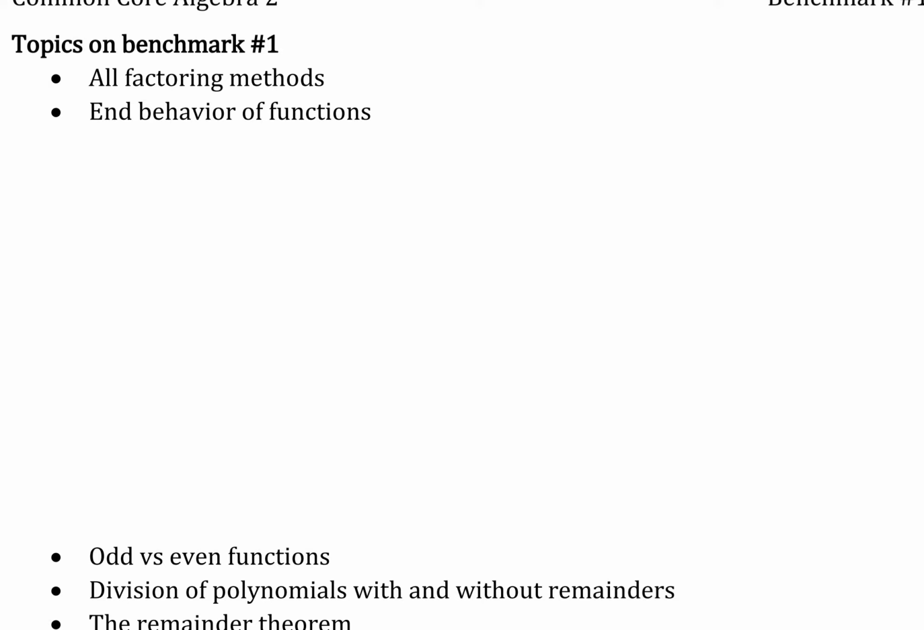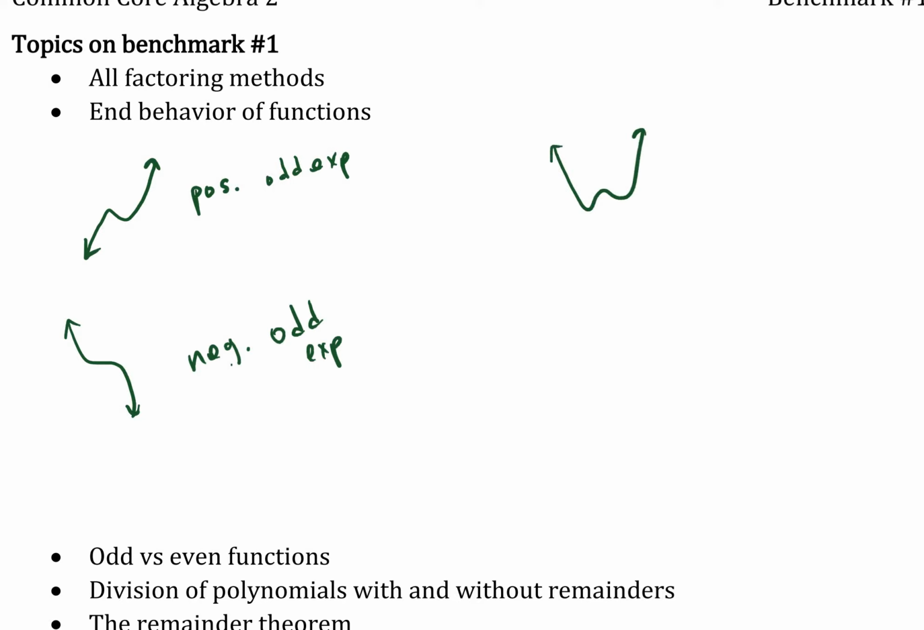Next, let's talk end behavior. So I know a function is going to look something like this if the first term is positive coefficient with an odd exponent. I know a graph's going to look like this if it is a negative with an even, if it is a negative with an odd exponent. I know the graph's going to look something like this if it's positive coefficient with an even exponent. And I know the graph's going to look something like this if it's negative coefficient with an even exponent.